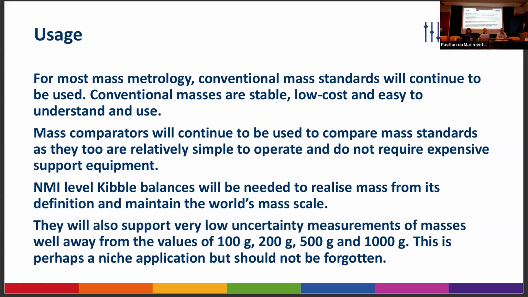So it's possible to use a Kibble balance to measure awkward masses. And we saw an example of that from Stefan and from PTB and our people. They could measure a mass really well at a value very close to the first few digits of the Planck constant. So it's a niche application, but it shouldn't be forgotten. It's useful not to be restricted to measuring only 100 grams.